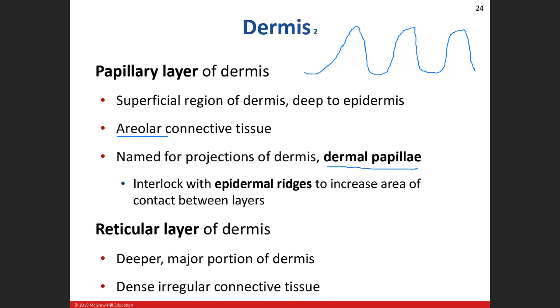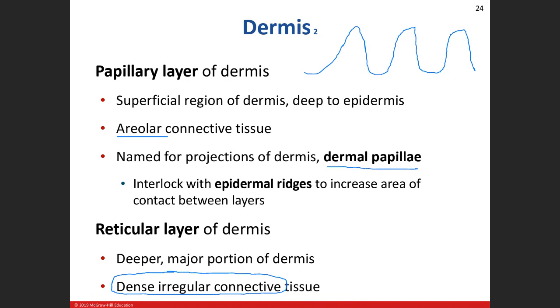All right, the deeper layer, the reticular layer, the larger of the two, is predominantly made up of dense, irregular connective tissue. Now again, dense, irregular connective tissue has less ground substance than loose connective tissue. But out of the dense connective tissues, this one has more ground substance than the other two. So there's a little bit more space in there, so it's going to be a little bit more vascularized.